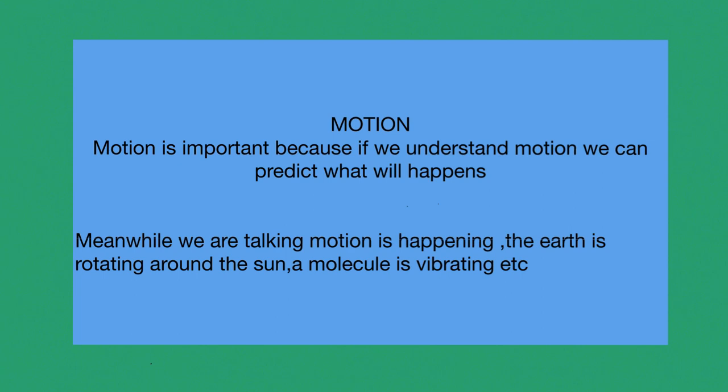In this video we are going to talk about motion. Why is motion important? Because anything that happens in our reality happens because there is motion. If there is no motion, nothing happens. So the first starting point in this course is to understand motion. Understanding motion will allow us to predict in some way what will happen.